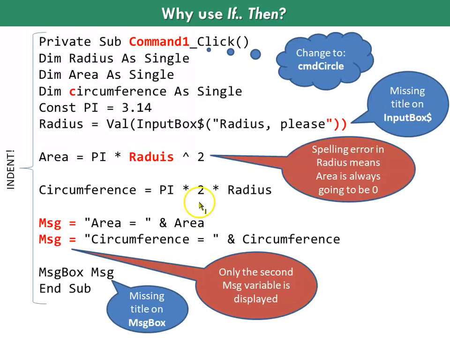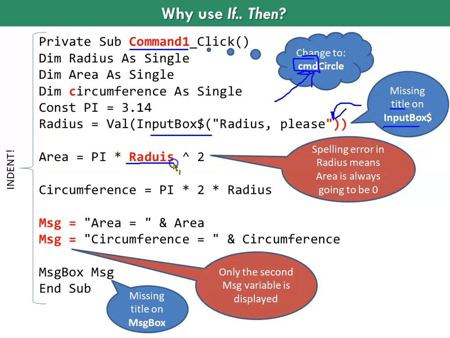At the very top, we have command 1. This should have been changed to something along the lines of cmdCircle. Remember that command buttons get prefixed with cmd with a lowercase. For input boxes, you should be using titles, so we're missing that.